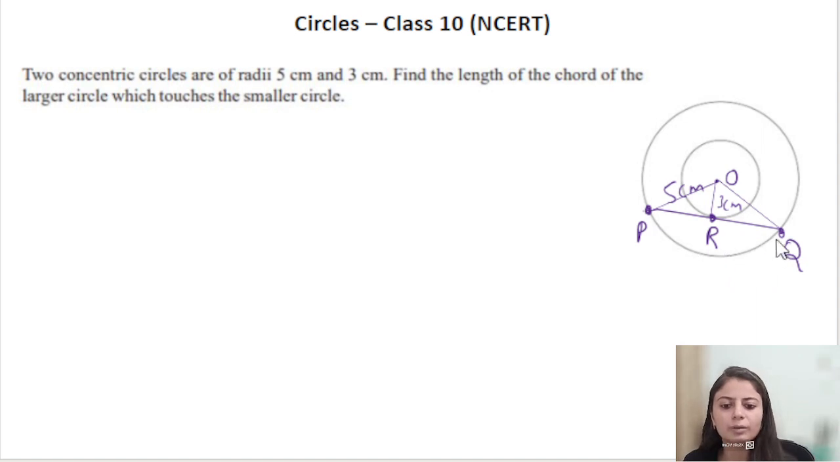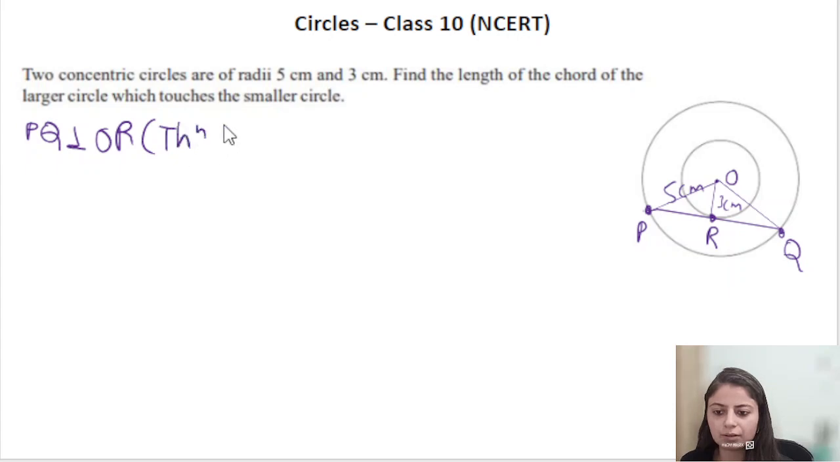Now we know theorem that the tangent at any point of a circle is perpendicular to the radius to the point of contact, right? So this means PQ is perpendicular to OR. So you can mention the reason here. This is theorem 10.1, right? So this means OR is perpendicular to PQ. So angle ORP is 90 degree.